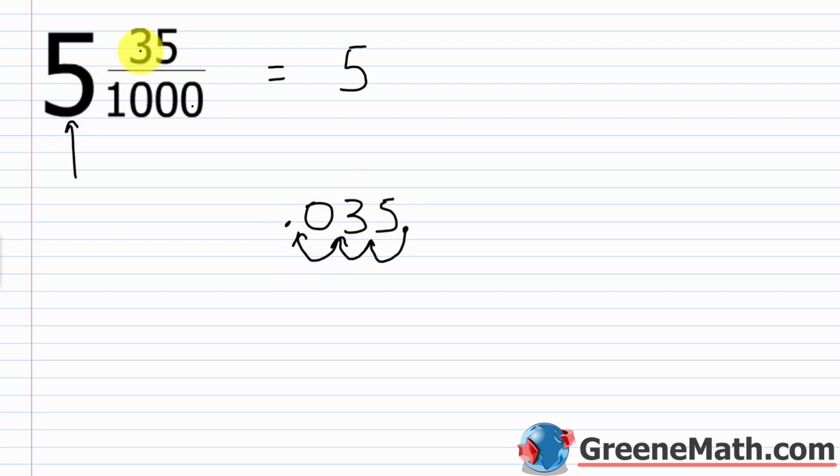So if I have 5 and 35 thousandths, then basically I have 5.035. The decimal point with 0.035 after it is 35 thousandths, and then the 5 is just the same.